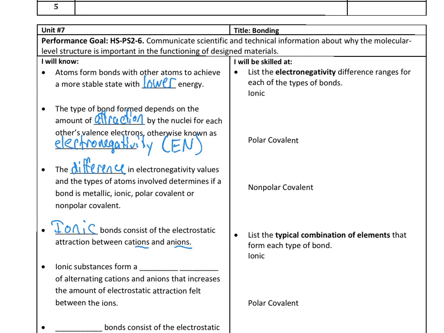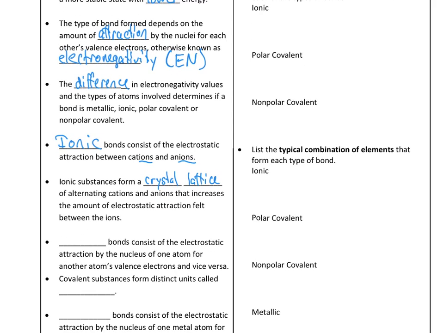Okay, and ionic substances form a crystal. And the other part of that word, which we didn't use in class, is called a lattice, but ionic compounds are crystals. This is what I said about salts and things like that. And those crystals are alternating cations and anions, and there's just a whole lot of attraction there.